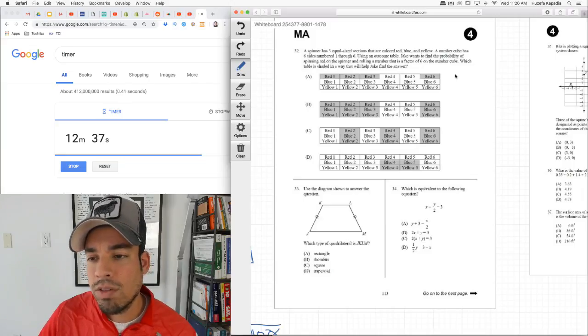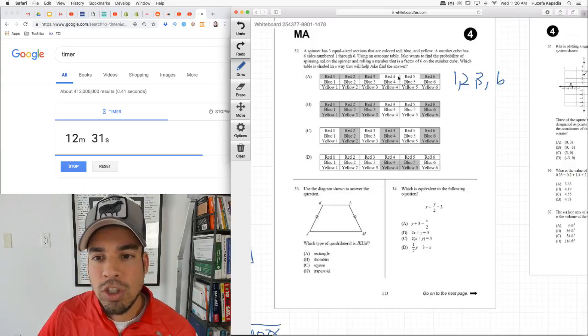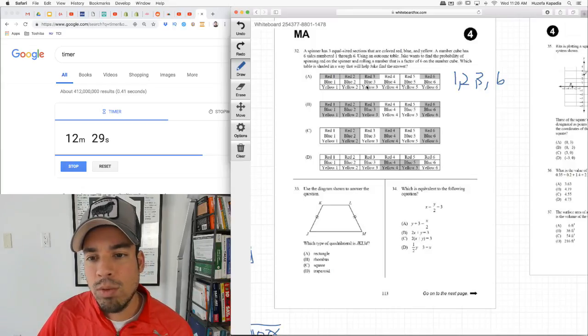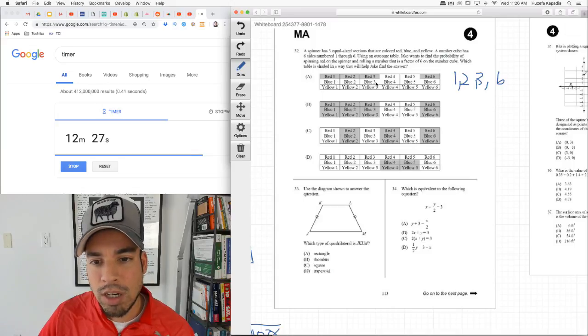Factors of 6 are 1, 2, 3, and 6, okay? Which is shaded in a way to help him find the answer? So we need to find one where only 1, 2, 3, and 6 are shaded. Look, that 1, 2, 3, and 6 are not shaded here. But we want to know spinning red and rolling a number.